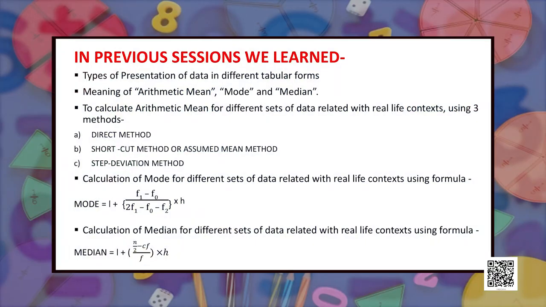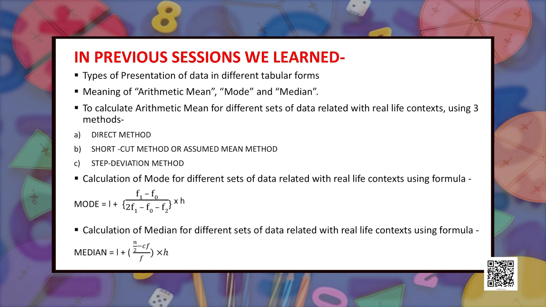In our previous sessions we have learned the type of presentation of data in different tabular forms, meaning of arithmetic mean, mode and median, then calculation of mean using three methods, calculation of mode for different sets of data using the formula mode is equal to L plus F1 minus F0 upon 2F1 minus F0 minus F2 into H, then calculation of median using formula median is equal to L plus N by 2 minus CF upon F into H.